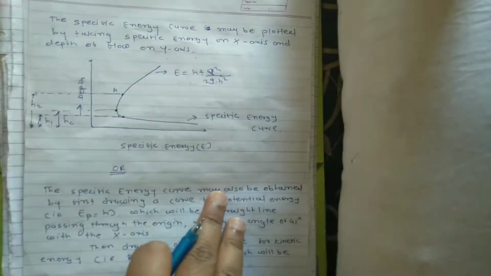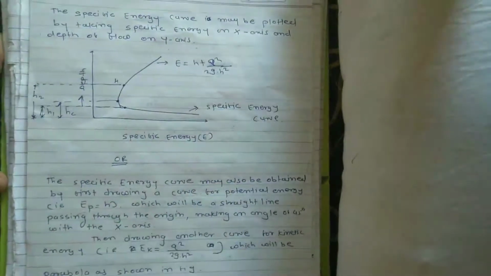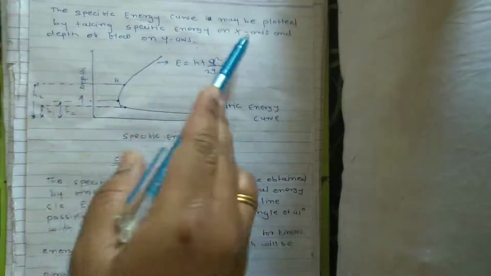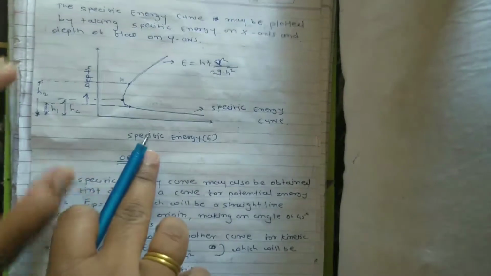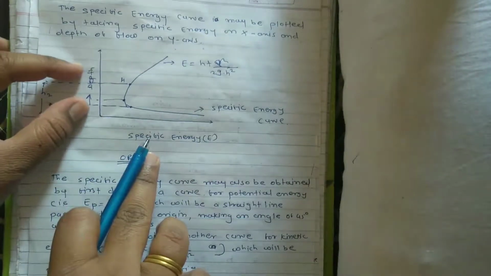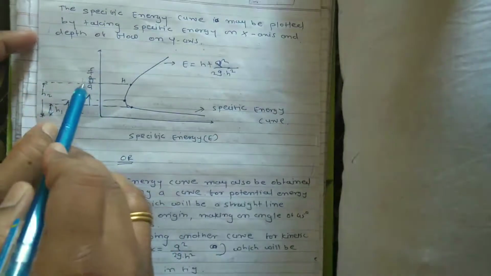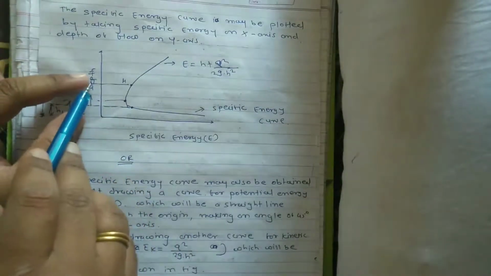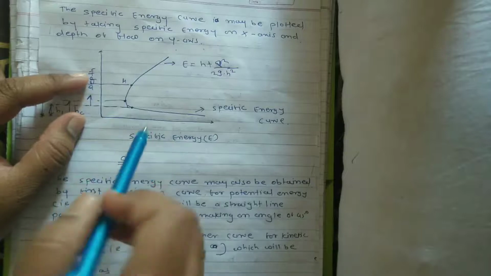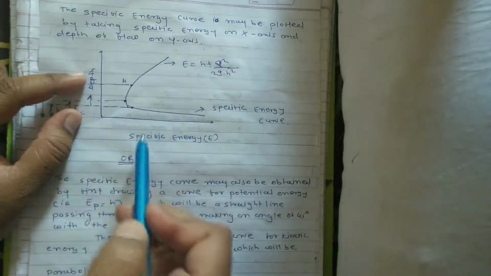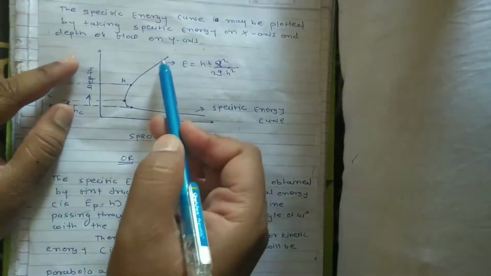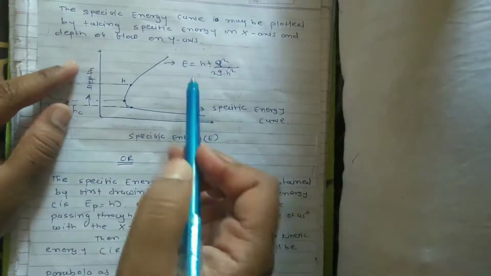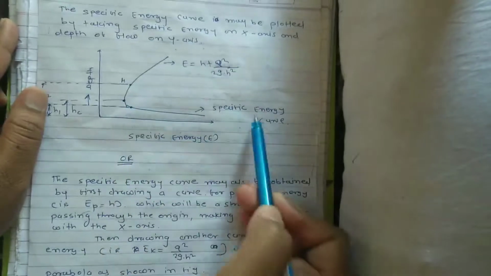Now we have to plot that specific energy curve for different values of E and H. So the specific energy curve may be plotted by taking the specific energy on the x-axis, and the depth, which is nothing but H, on the y-axis. Now for different values of this depth, find out the specific energy. If you take different values of H and different values of E, and plot all those points, you will get a curve like this. This is your specific energy curve.